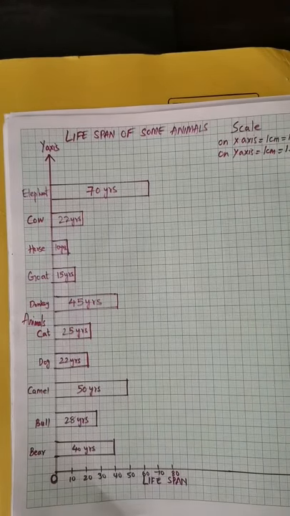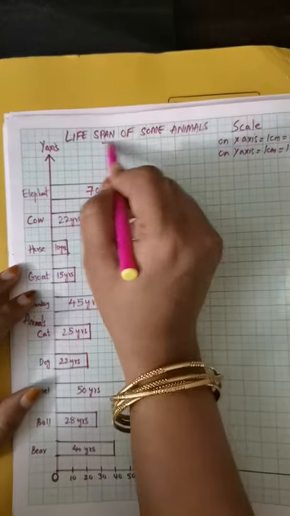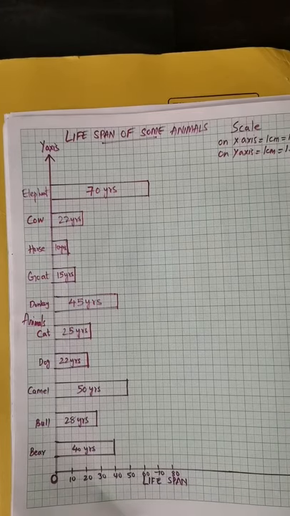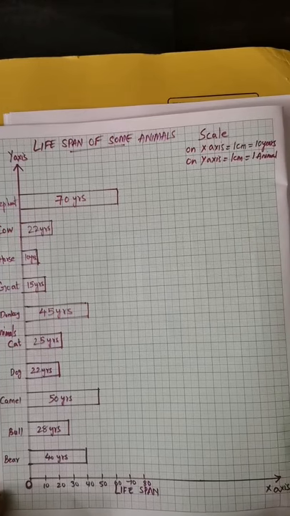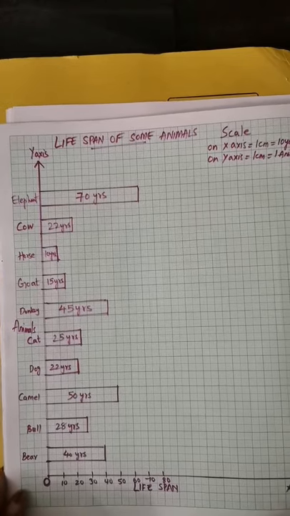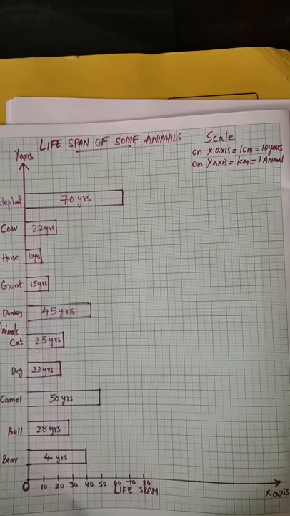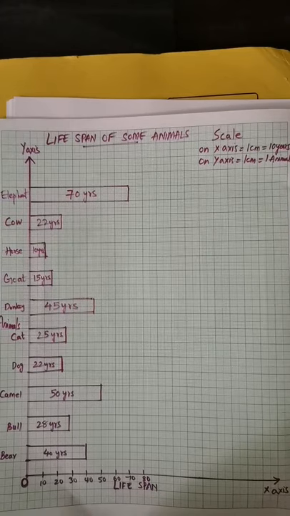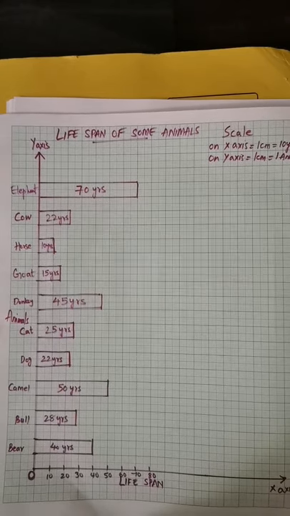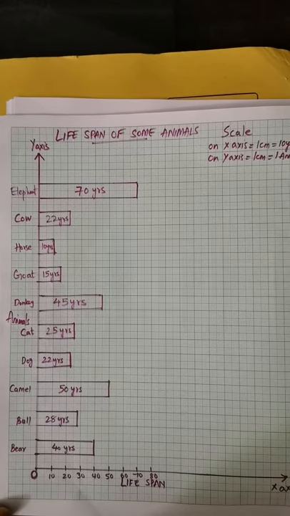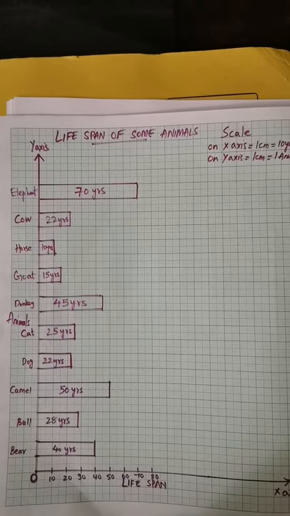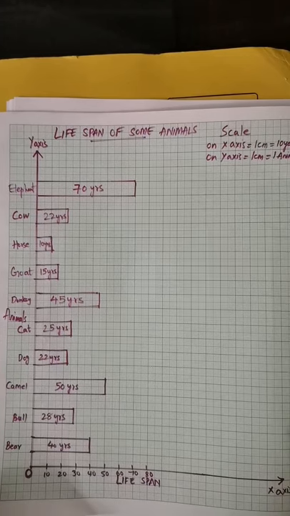So what we have to do: first write the heading of the graph, that is the lifespan of some animals. Then draw the axes, the x-axis horizontal and the y-axis vertical. Then select a particular scale, that is how many units 1 centimeter takes on the x-axis. I am taking 1 centimeter as 10 years, and on the y-axis I am representing the animals, so 1 centimeter represents one animal. Alternate boxes I am leaving so that it is clearer and more beautiful. You can color all the boxes lightly, and even put different designs in it.